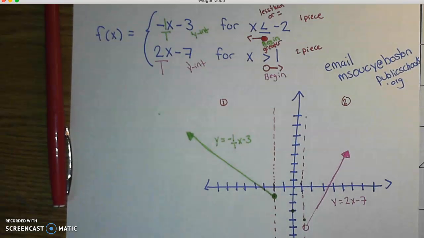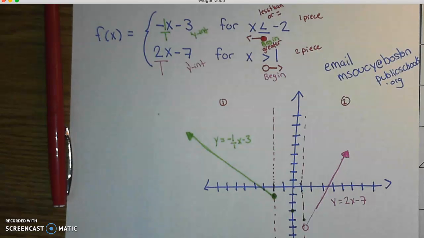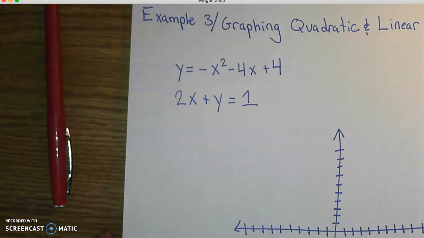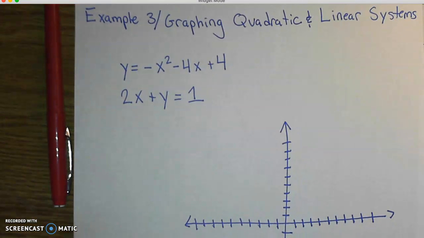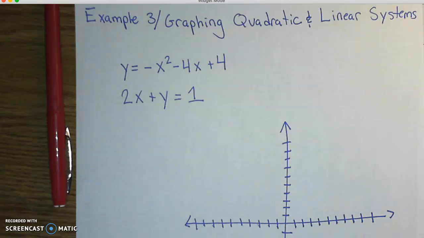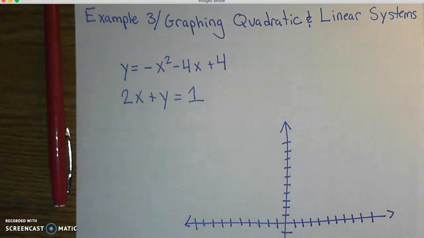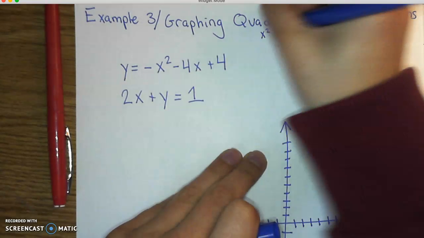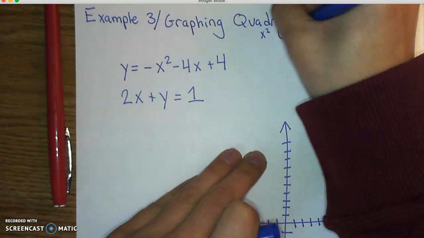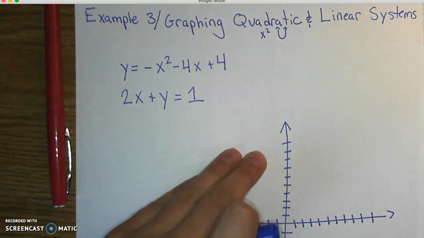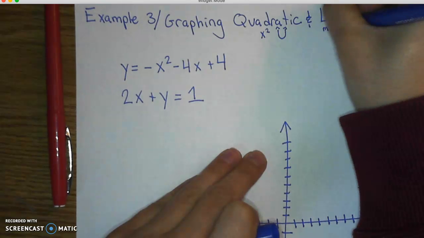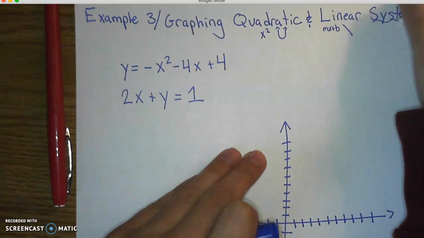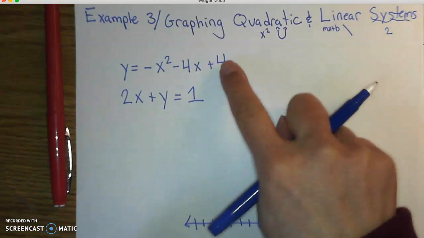Now, believe it or not, we have one more problem I want to try. Holy moly. One more problem. It's example 3, which is graphing quadratic and linear systems. So, quadratic means I'm dealing with x squared, which means my graph looks like a U. Linear means mx plus b, and I just have a line. And systems means there's 2, which is true. I have 2 equations.